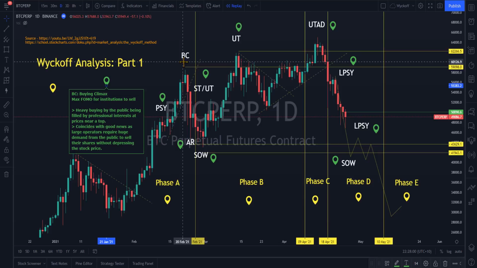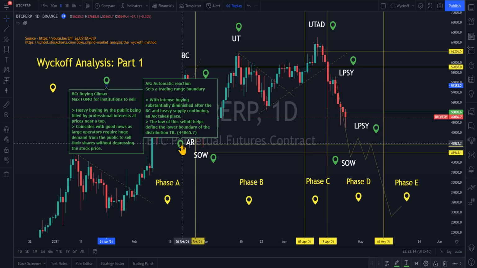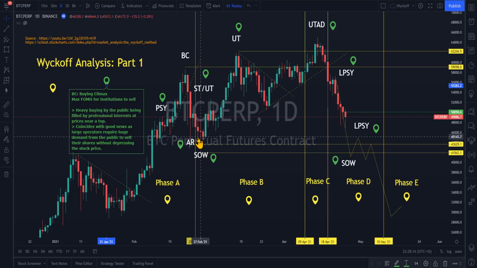The institutions start offloading with increasing volume to short the price down and down and down. The investors, the street that comes in, can't believe it because the news is so good. So there's this thing called an automatic reaction, which also hammers in a low of the trading range. This is what these things are actually for. Don't worry about the words, worry about what it means.